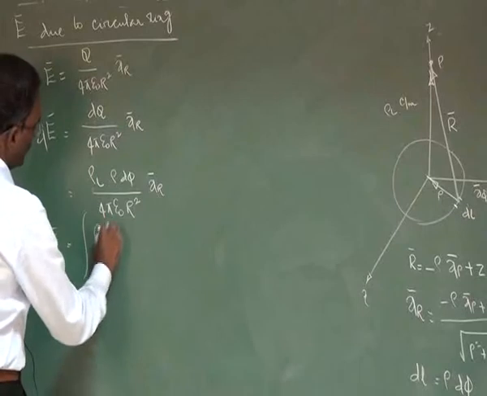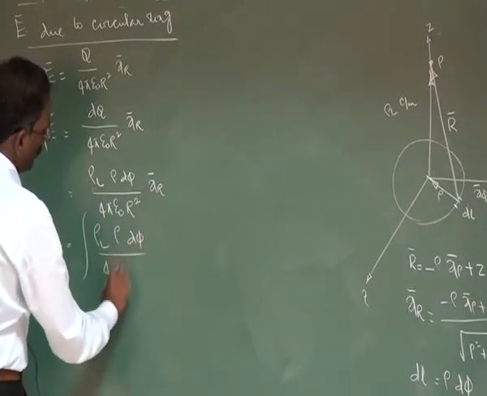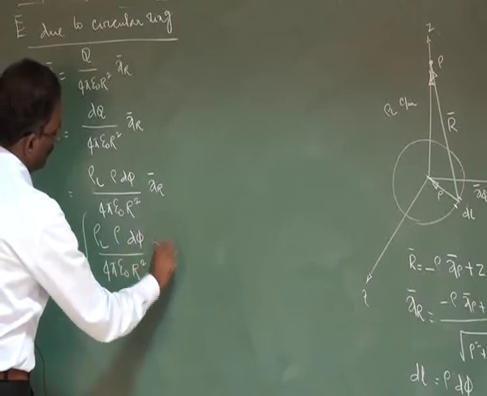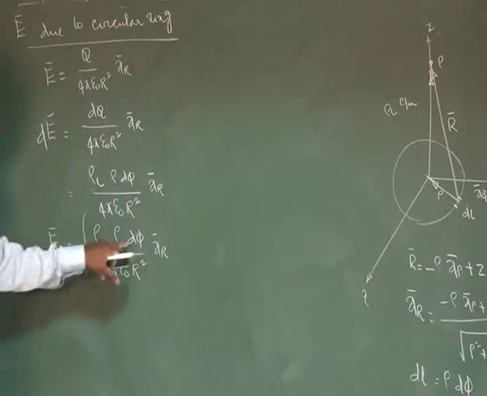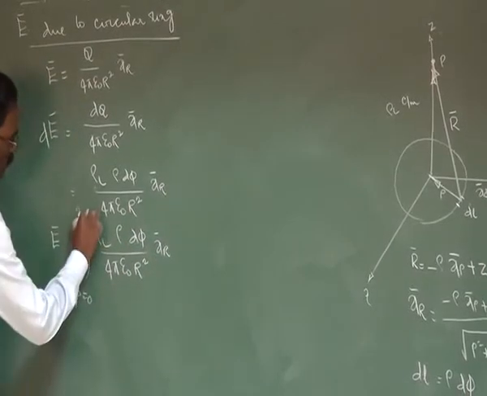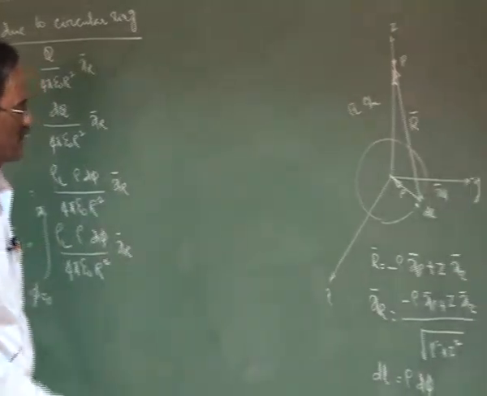So, just integrate it: rho L rho d phi divided by 4 pi epsilon O r square a r bar. The integration is with respect to phi only, so substitute the limits for phi, it is 0 to 2 pi. What is a r bar? A r bar is equal to minus rho a rho plus z a z.